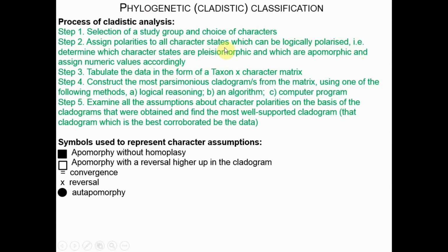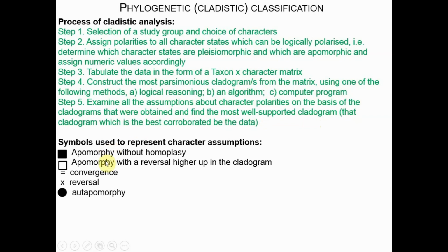Plesiomorphic we normally score as 0, and then the apomorphic we normally give 1, 2, 3 depending on how many there are. We then tabulate the data in the form of a taxon character matrix, and this differs from the phenetic analysis in that we only have one matrix that we set up. We then construct the most parsimonious or the shortest cladogram from this, and this can be done through logical reasoning, an algorithm or computer program. Most often we do this with computer programs, but we are going to do this manually through logical reasoning. And then we examine the assumptions and we produce the most well supported cladogram.